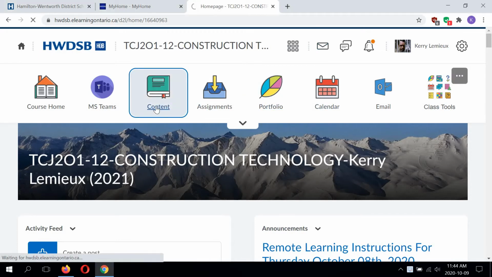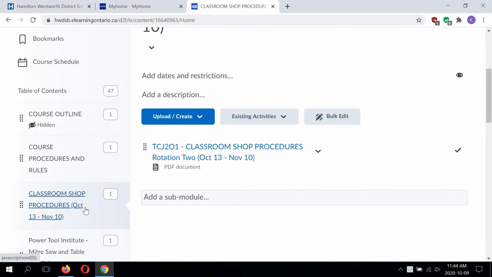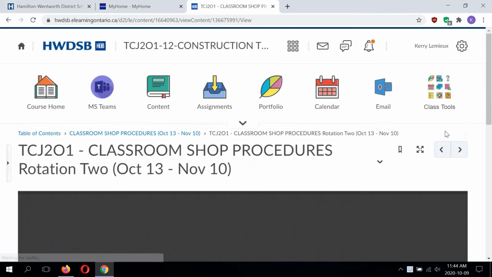We're going to click the content. And it is here, Classroom Shop Procedures, October 13th to November 10th. So we're going to click into this, and I'm going to be discussing this.